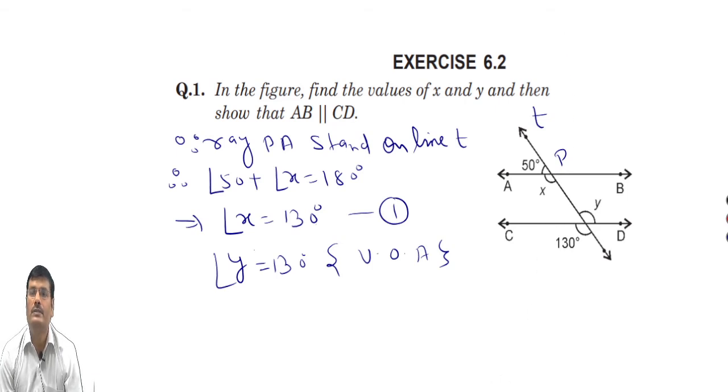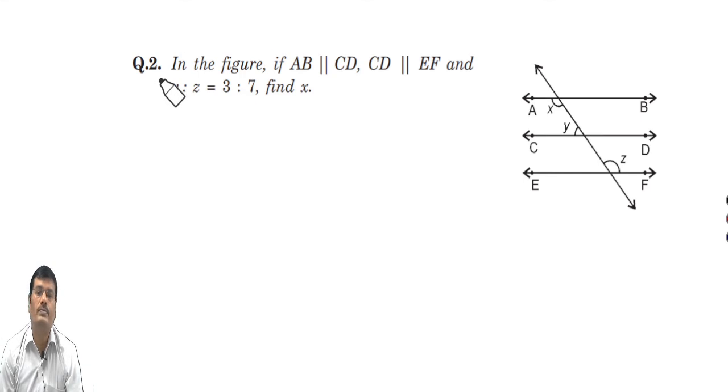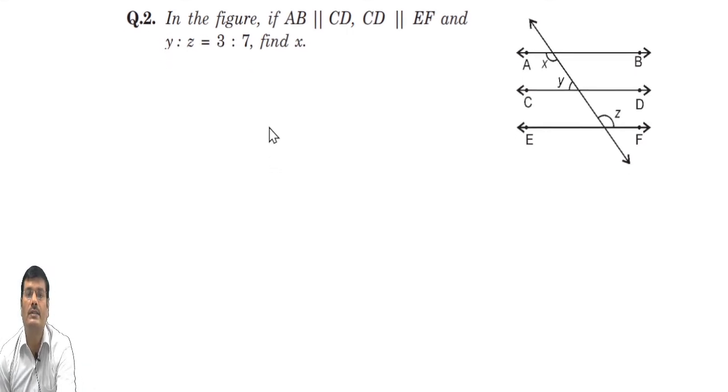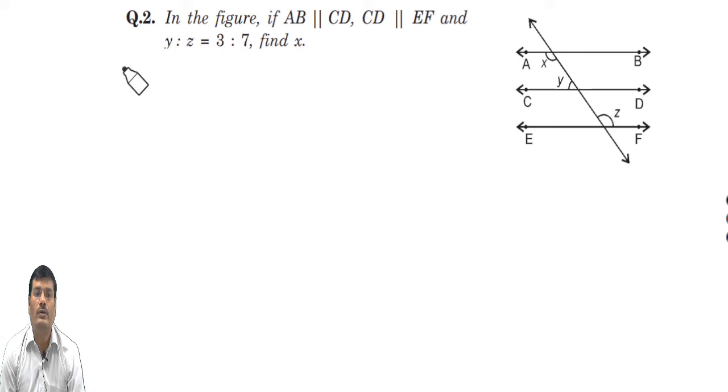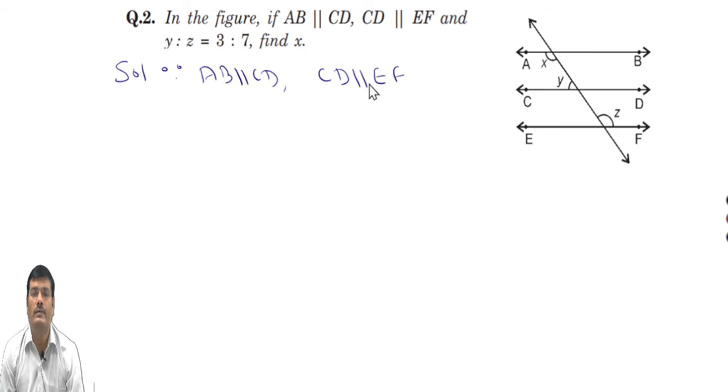Now for the next question, it is question number 2. In question number 2, see this, AB is parallel to CD is given, CD is parallel to EF is given. So first of all write this one. Since AB is parallel to CD and CD is parallel to EF, when two or more lines are parallel to a single line, they are parallel to each other. It means AB is parallel to CD is parallel to EF. We have to find the value of x.